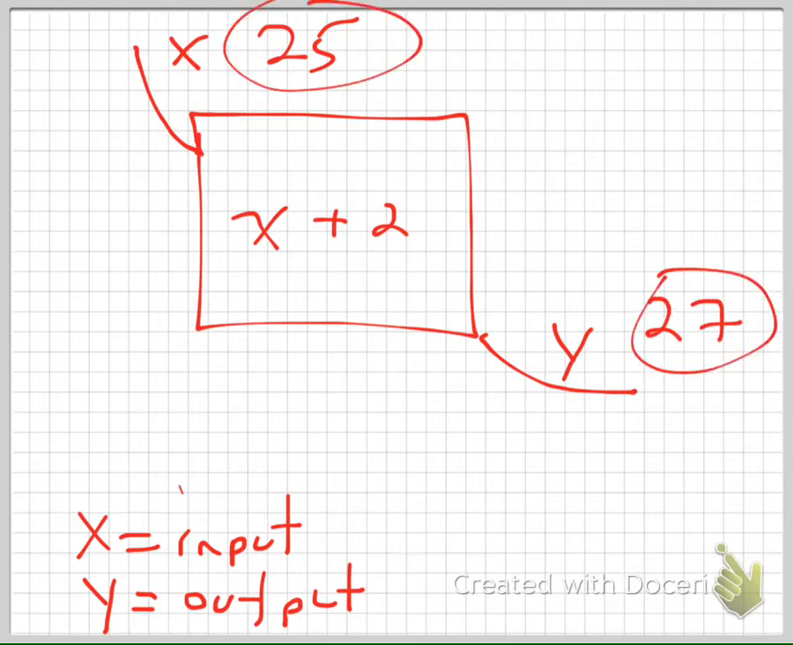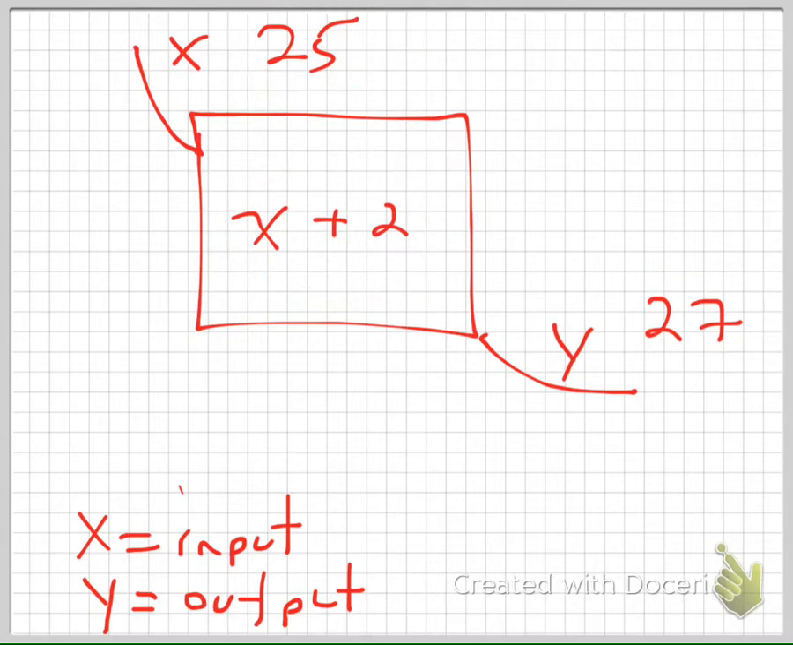Does that make sense? If I shoved a 25 into here 100 times, what's going to come out? Is it possible that when I put the 25 into this machine, a 50 is going to come out? No. What's going to happen to the 25 every time? 2 is going to get added to it every time. So when I put a 25 in, a 27 comes out. That's all there is to it. Does that make sense?